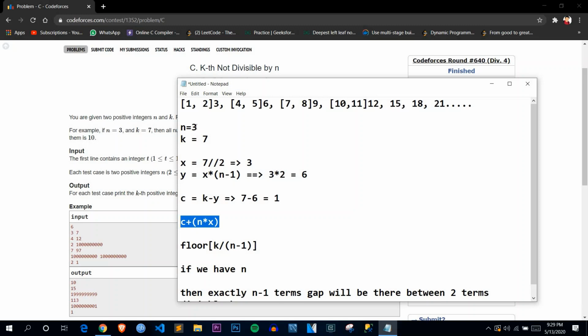One edge case is, let's suppose n given over here is 12 and k is less than that. So what do you think is the 7th non-divisible by 12 value? That would be 7 itself, right? Because 7 itself is less than 12, it cannot obviously be divisible by 12. So that's why if ever k is less than n, then we will directly return k. So that goes one edge case.